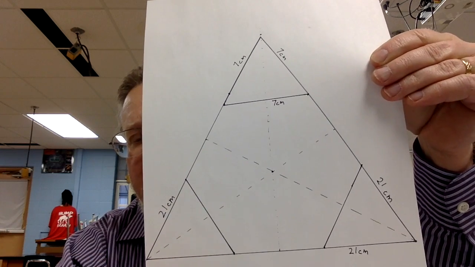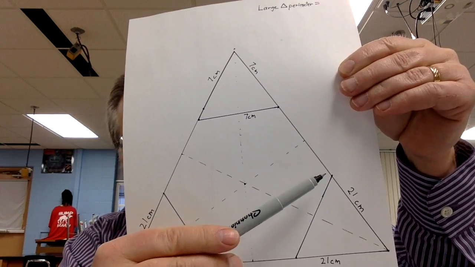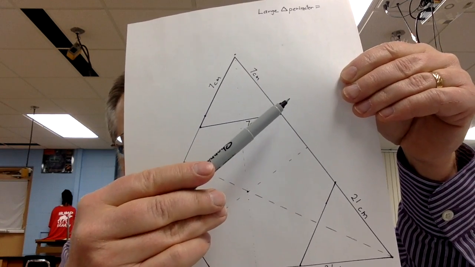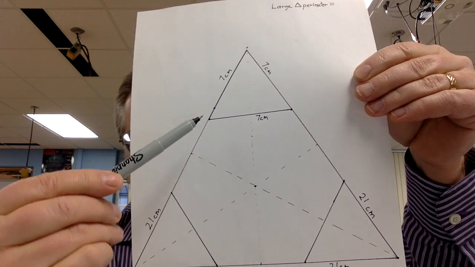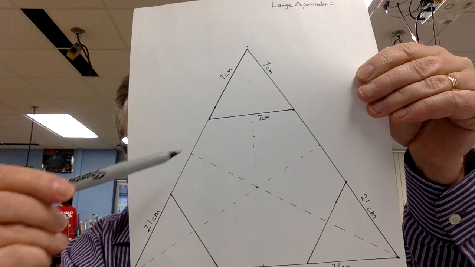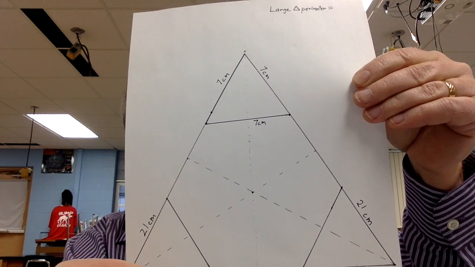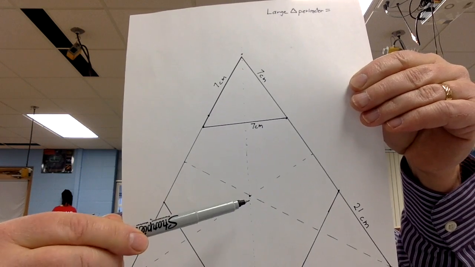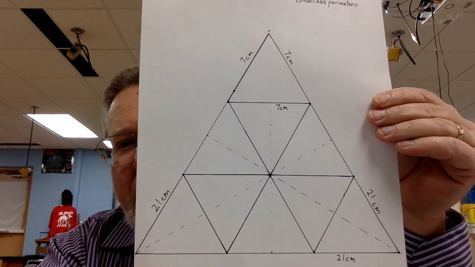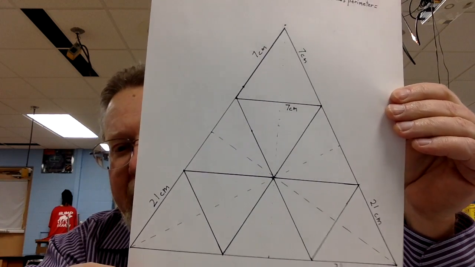So what we're going to do is connect corners such as this one and this one to that center. We'll do the same with this corner and this corner to this center, and we'll do the same from this corner and this corner to the center. So at this point, this is what your picture should look like.